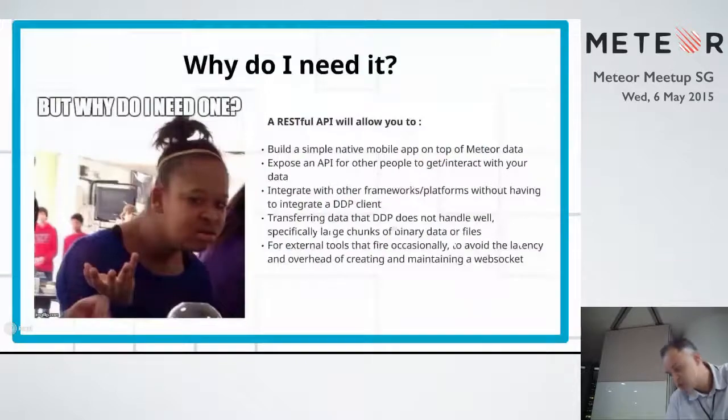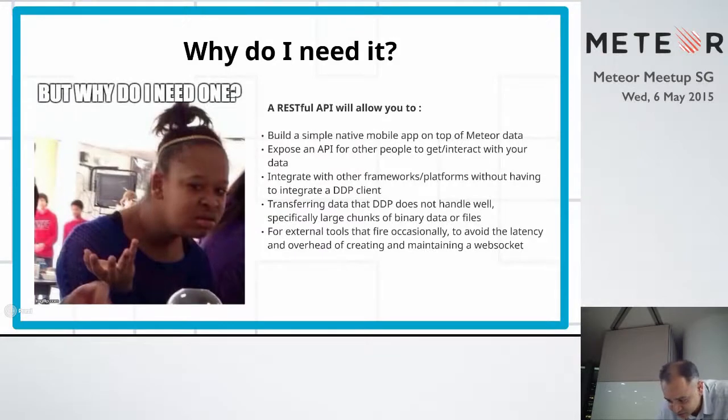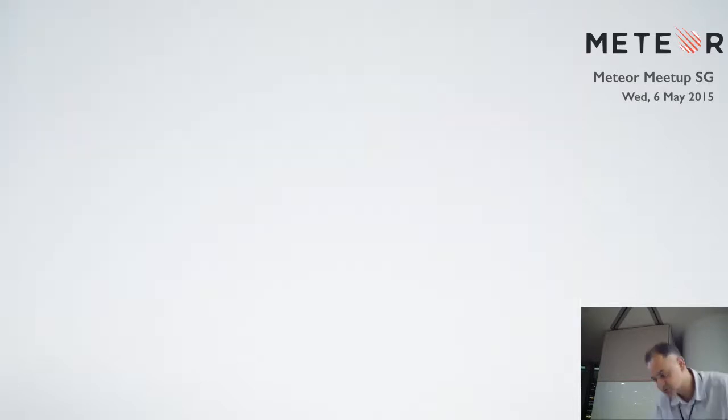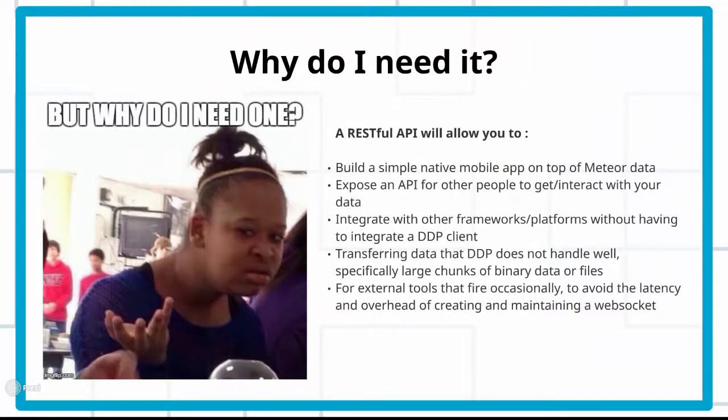So why do I need one? Why would you need a RESTful API? These are some example use cases. You have a Meteor server app and you want to build a native mobile app, so you could use a RESTful API for that. You could expose your API for any other system to get into your data. Again, you could integrate with other frameworks or platforms without having to integrate a DDP client. And some types of data apparently don't translate too well over DDP, such as large chunks of binary data or files. It also avoids some overhead with creating and maintaining WebSockets.